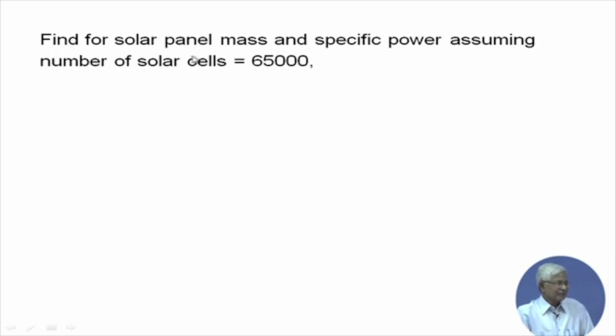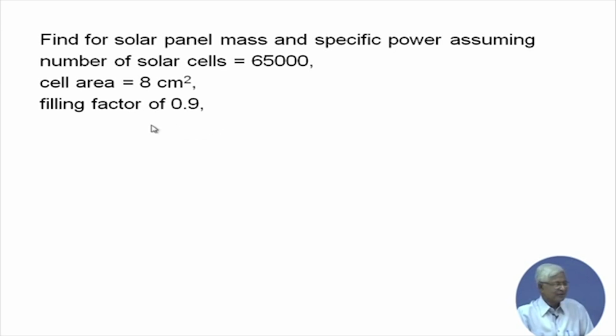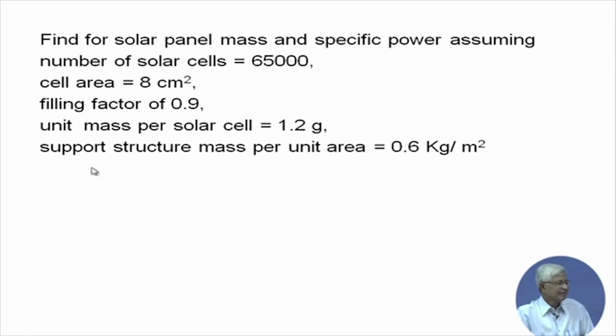So another small sum: find the solar panel mass and specific power, assuming number of solar cells 65,000, solar cell area is 8 centimeter square, similar numbers, filling factor 0.9, unit mass per solar cell, that is 1.2 gram. Careful, this is gram, and then the support structure is given in kg per meter square. Careful, these two units are slightly different, gram and this is kg per meter square.